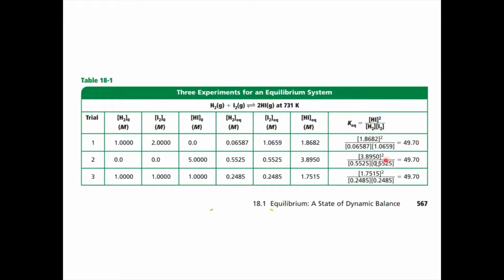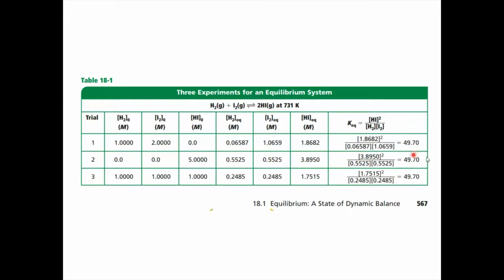If you did the same thing for the second experiment, 3.8950, and squared it, divided by 0.5525 times 0.5525, you got 49.70. The third one, same thing. You took this concentration here, 1.7515, squared it, divided by 0.2485 times 0.2485. You got 49.70. Wow, is that a coincidence?